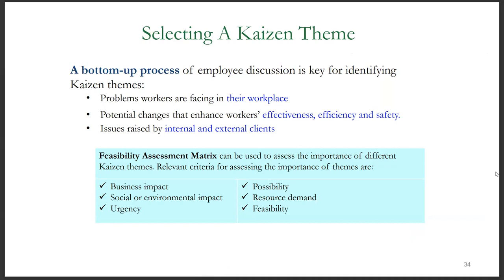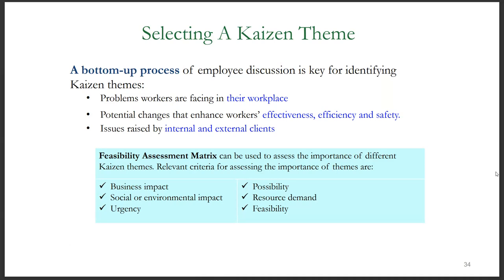The first stage in implementing Kaizen is identifying a theme or a problem that needs to be solved or improved. Since employees have the best knowledge of what is needed in their workplace, a Kaizen theme should be selected through a bottom-up process of employee engagement.